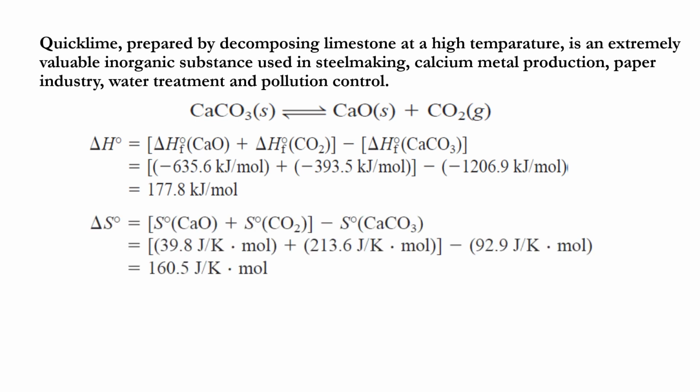For the change in entropy of the reaction, we also get the difference between the standard entropies of the products minus the standard entropy of the reactant. Again, we only have one reactant, which is calcium carbonate. We have two products, calcium oxide and carbon dioxide. So from the table of constants, you will get again their standard entropies.